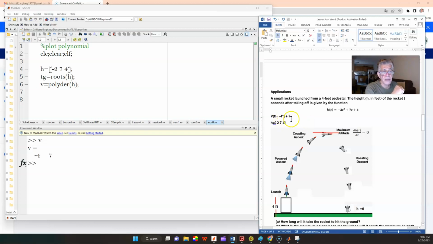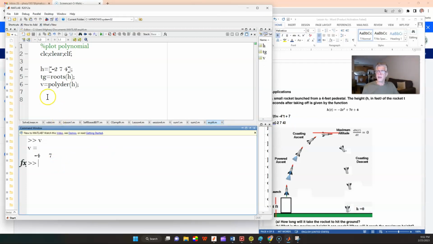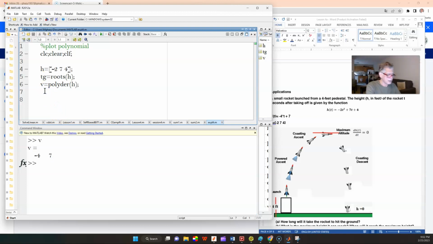So negative 4t plus 7 is equal to 0. It means t is equal to 7 over 4. I will call it tm, meaning it reaches the maximum. You want to find the roots. The roots of which polynomial, h or v? V. I want to find when the velocity is equal to 0. That will give me the time when the velocity equals 0.